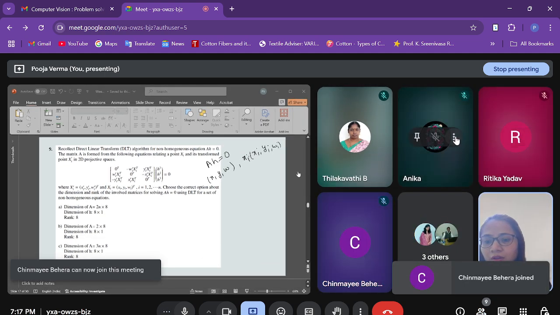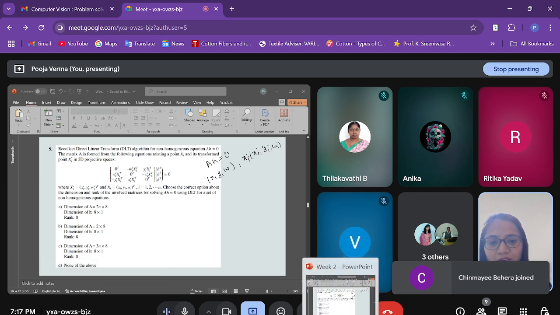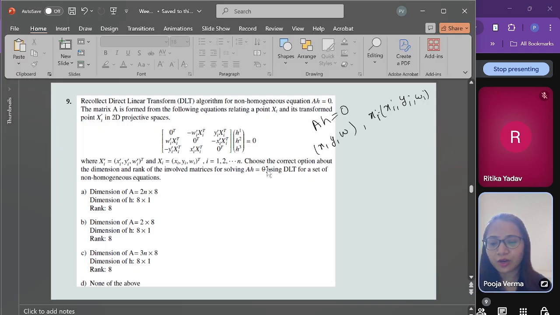So there are n such points already. It is given because i varies from 1 to n. So there are n such points. Each 2D point correspondence provides two independent linear equations for the elements of H, and the homography matrix H has 9 elements because it is a 3 cross 3 matrix, right? It is a 3 cross 3 matrix, already given. But since it is defined up to a scale, it has 8 degrees of freedom.